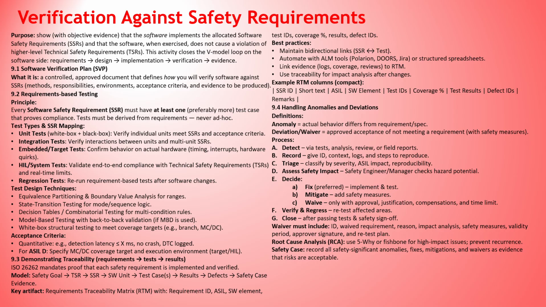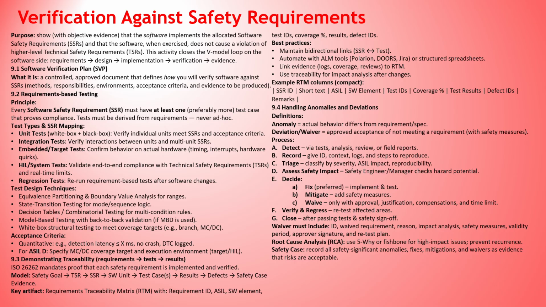You find problems. Anomalies. It happens, of course. An anomaly is any unexpected behavior. The process is rigorous. Detect it, record it meticulously, analyze it, triage, assess its safety impact. This is critical. Is it just a functional bug or does it affect safety? Yeah. Then decide, fix it, find a way to mitigate the risk, maybe add a monitoring function, or very rarely request a deviation or waiver.